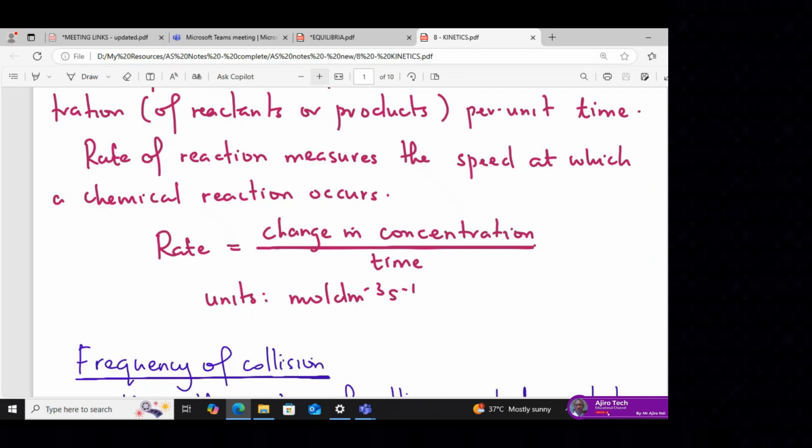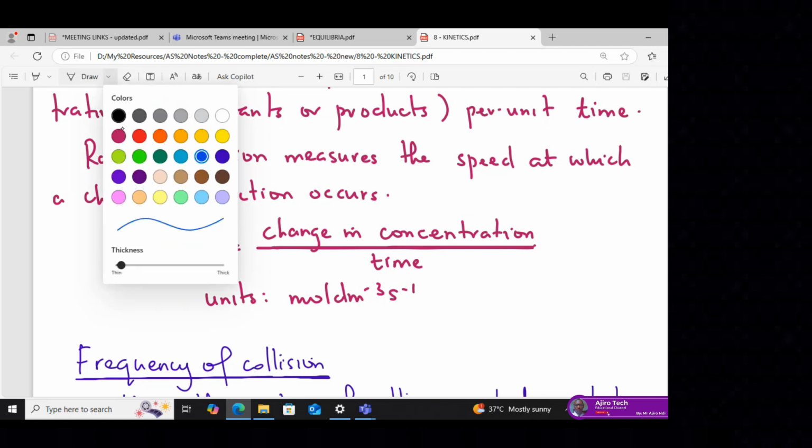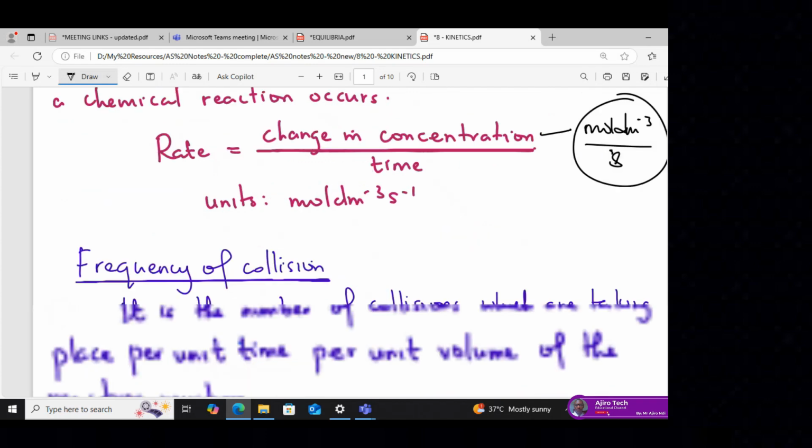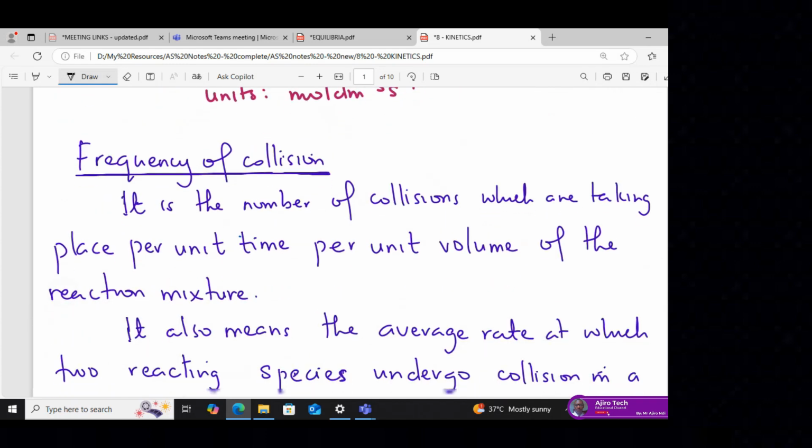And the unit is what? Mole per dm cubed. Concentration is mole per dm cubed, over time, which is in seconds. So I'm done with rate. Then you have to define it. I've defined that. Next one.